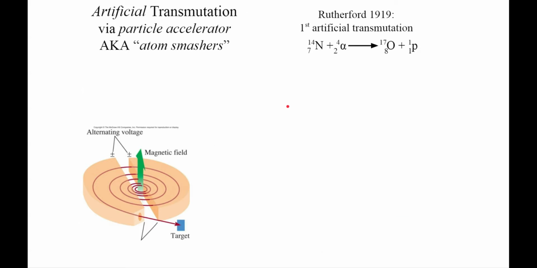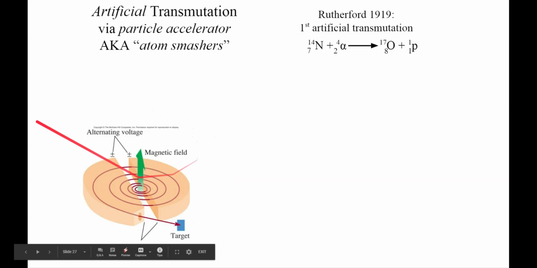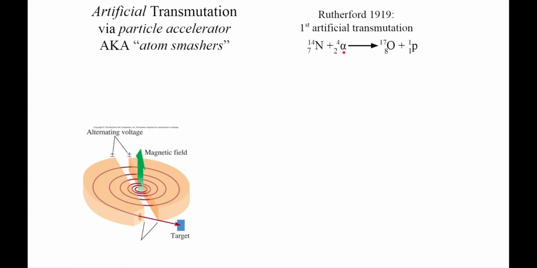Another application of fusion is making new elements. You've heard of particle accelerators, atom smashers. They take advantage of moving things really, really fast. So nitrogen-14, if you fire alpha particles at it, you can make oxygen-17. This was Ernest Rutherford again, the first artificial transmutation.